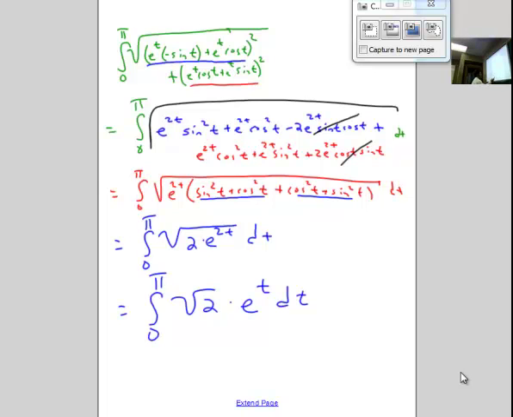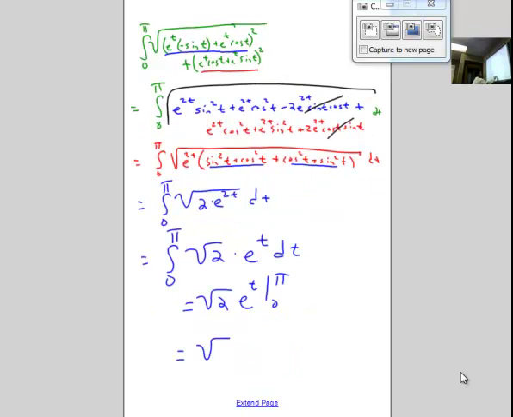Well, we know that the integral of e to the t is just e to the t, so this equals square root of 2 e to the t from 0 to pi, which is root 2 times e to the pi minus e to the 0, which is just 1. And that is our answer.